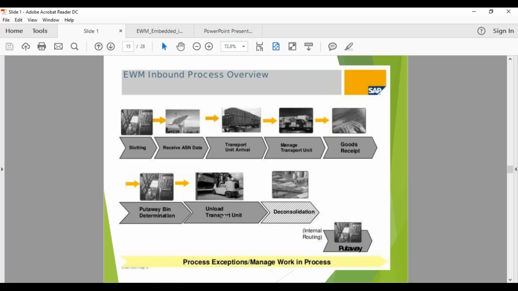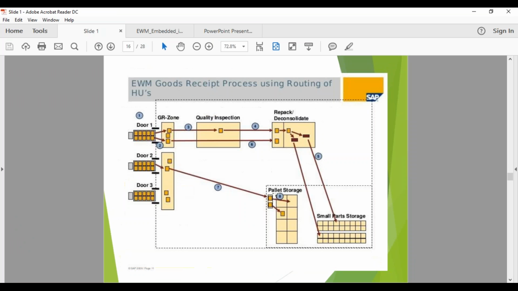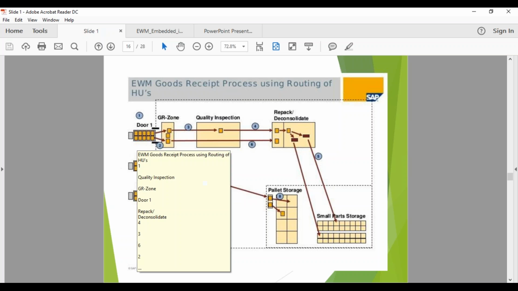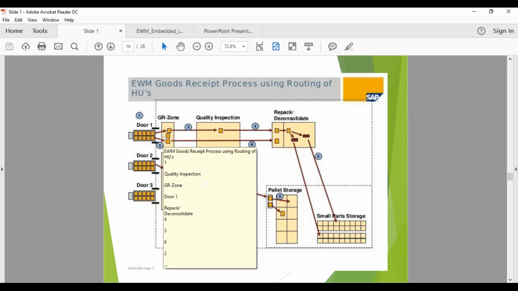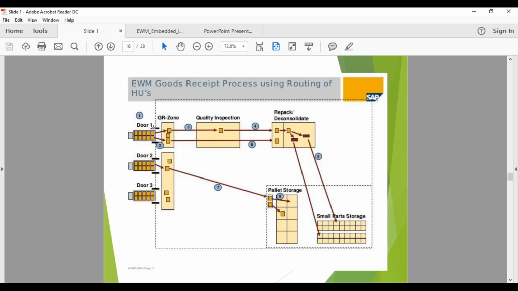For that, this is the practical process which I have explained. At the system level, how it will happen is that we have two levels of process in extended warehouse management. One is the inbound process with multiple steps. Here you can see multiple steps, and with a single step, it is called a simple inbound processing, and this is called a complex inbound processing.